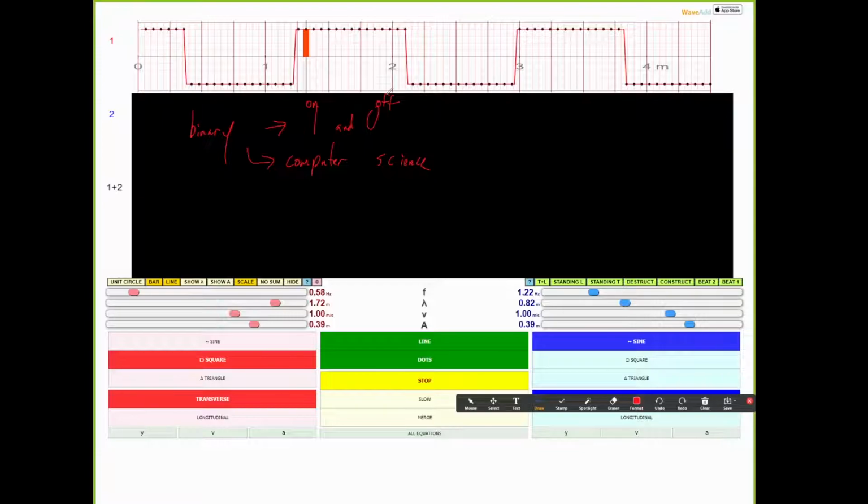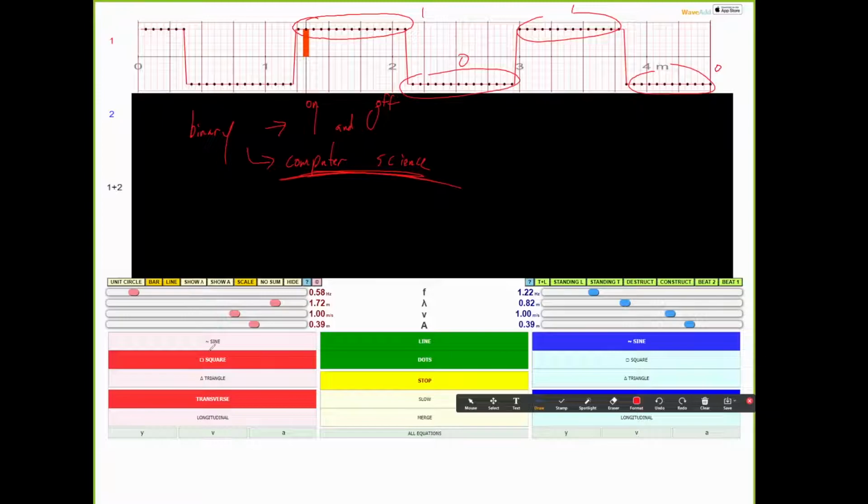With binary systems, we can represent those ones and zeros with a waveform, and so you could send this electromagnetic waveform into a computer system, and it would be able to read on versus off. Your highs would be ons, your lows would be offs. And we could send this sort of frequency of our own creation into the wave and use that ultimately to create computer programs.